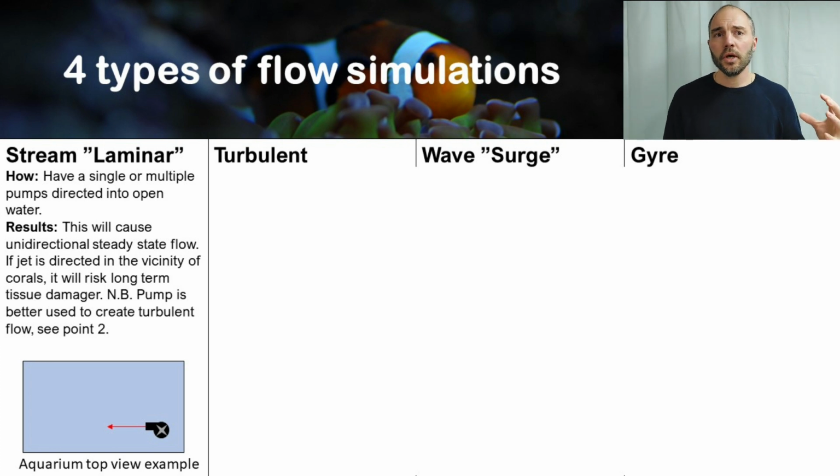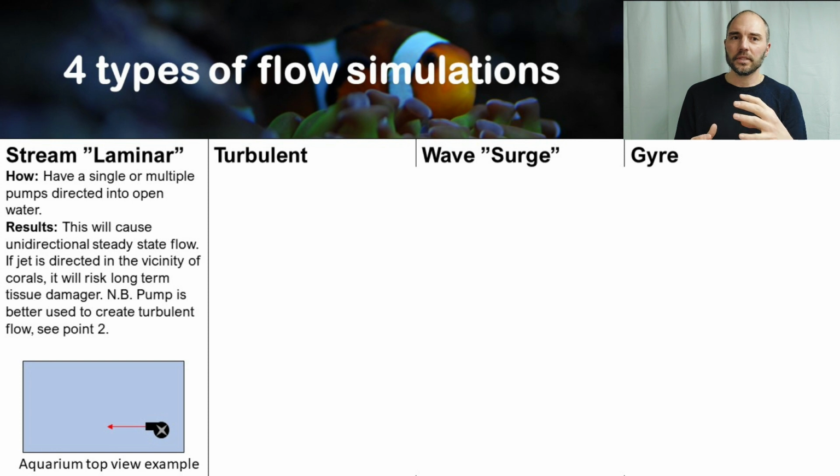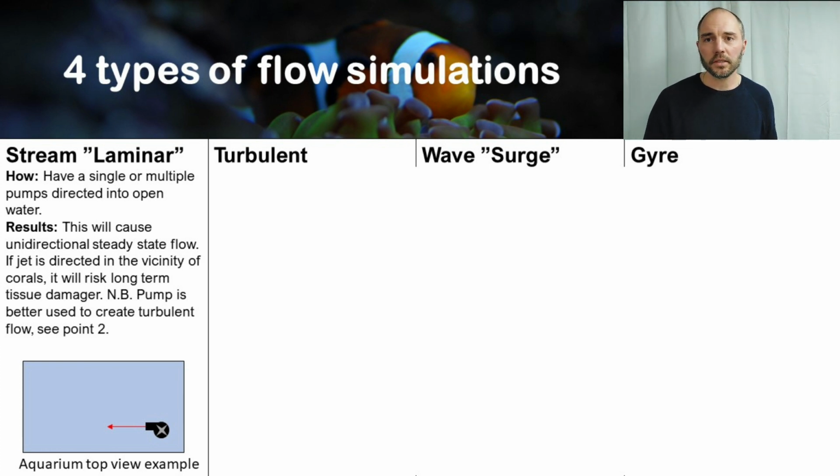And how do you create a stream? You have a single or you have multiple stream pumps or maxi jet pumps, and they're directed into the water, in the open water. And the result of that is that you will create a unidirectional steady state flow. And if you have that flow directed in the vicinity of corals, you might risk long-term tissue damages. And actually, this type of flow, I think most frequently the pump is better used to create turbulent flow, which is a second flow simulation.